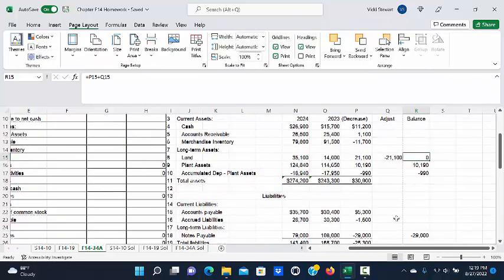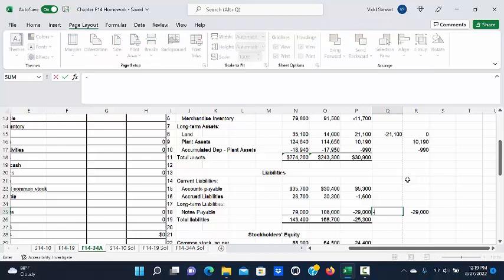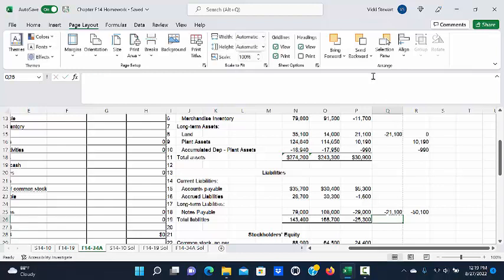So we're going to subtract that amount, and we see that when we do that, we had no cash purchases of land. We also need to make a similar adjustment for notes payable. To subtract from notes payable the $21,100 that came from issuing a note in exchange for land. In other words, we did not get cash for this note.